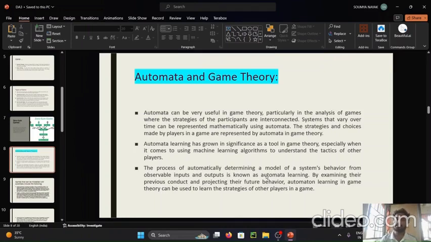The automata can be very useful in game theory, particularly in the analysis of games where the strategies of the participants are interconnected. Systems that vary over time can be represented mathematically using automata. Automata learning has grown in significance as a tool in game theory. Essentially, when it comes to machine learning, it is our ability to understand the tactics of other players. The process of automatically determining a model of the system's behavior from the observable inputs and outputs is known as automata learning. By examining their previous conduct and projecting their future behavior, automata learning in game theory can be used to learn the strategies of other players in a game.